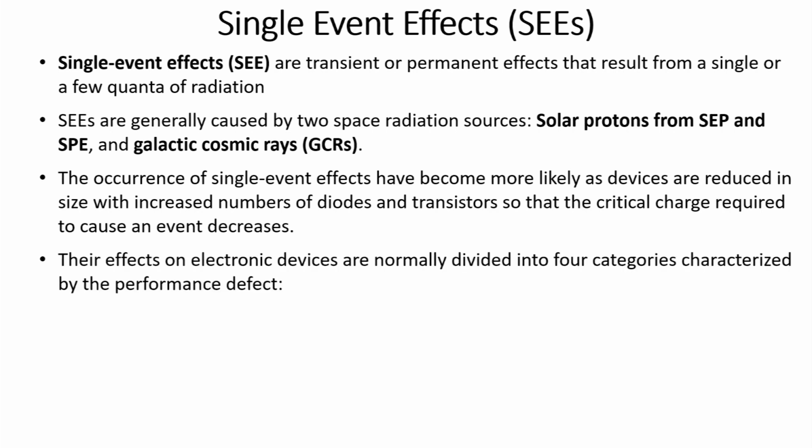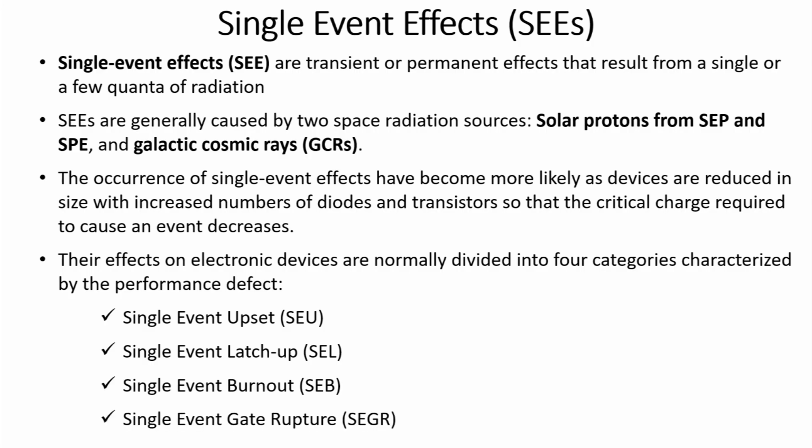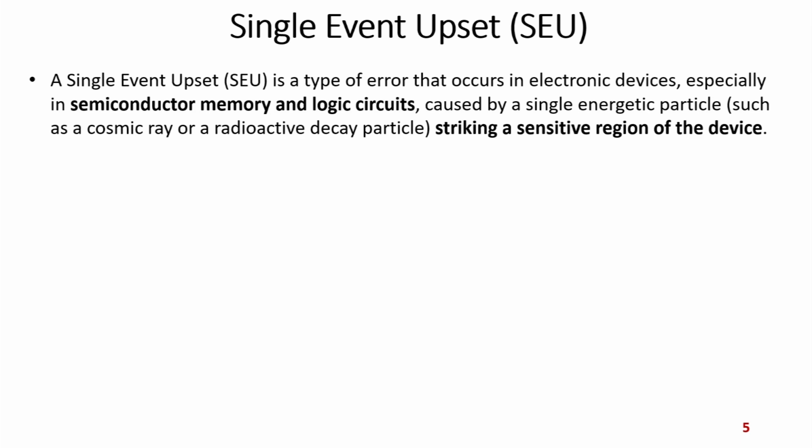So, the effects on electronic devices are normally divided into 4 categories that we will be discussing one by one. I already told you: single event upset, then single event latch-up, then single event burnout, and single event gate rupture. We will see one by one what these terms are and how they are different from each other. So, single event upset, SEU.